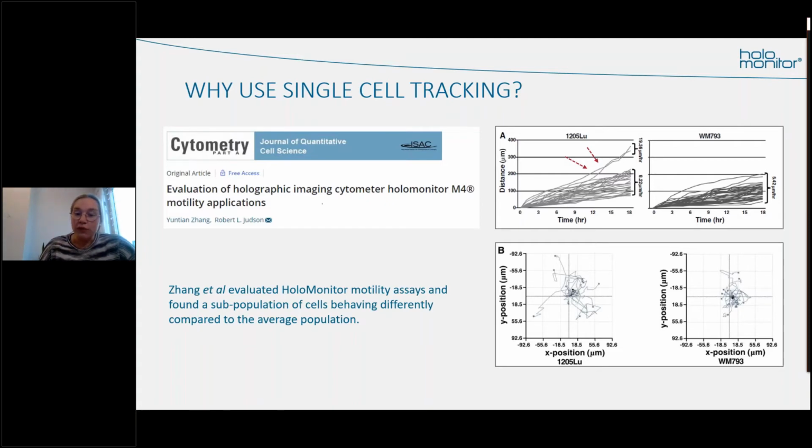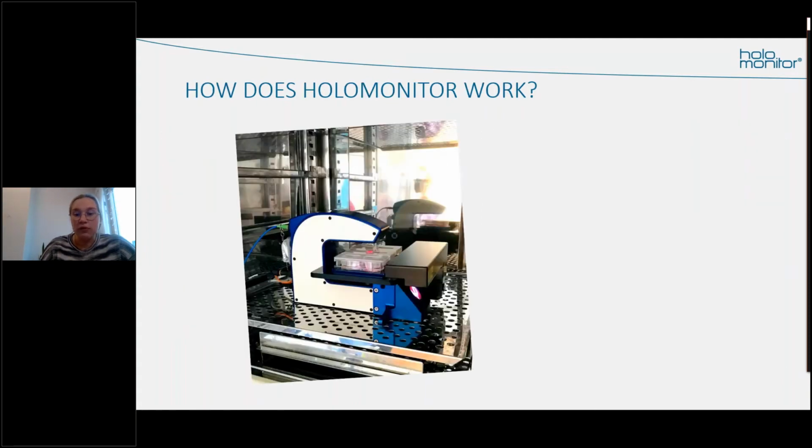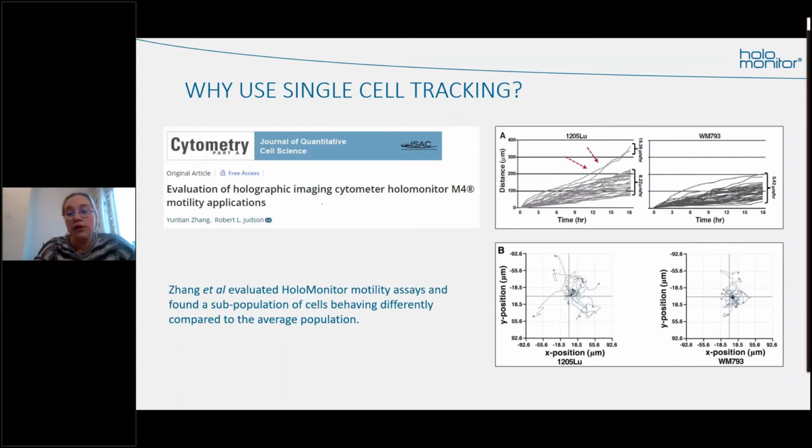In the cell movement graphs on the left, you can see a very small group of cells that move faster and longer distance than all the other cells. They would go undetected using methods that give only average results. With these slides, I hope I have managed to show you the value of single cell tracking and what that can bring to a wide range of research areas. And now we're going to switch topic and get to know the HoloMonitor system a bit better.